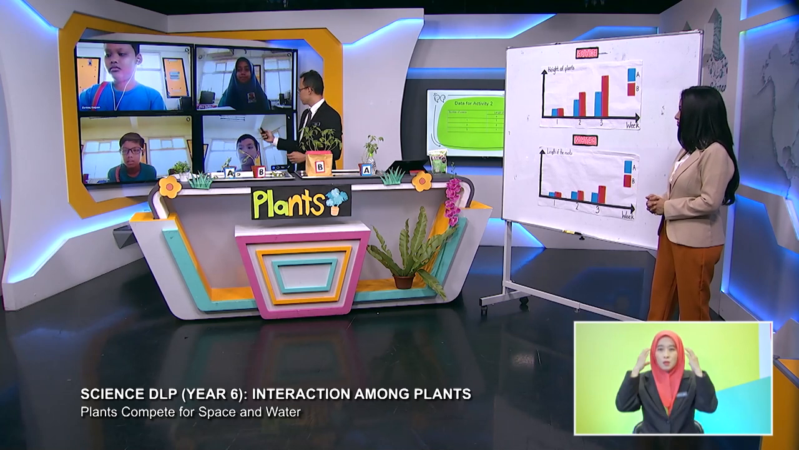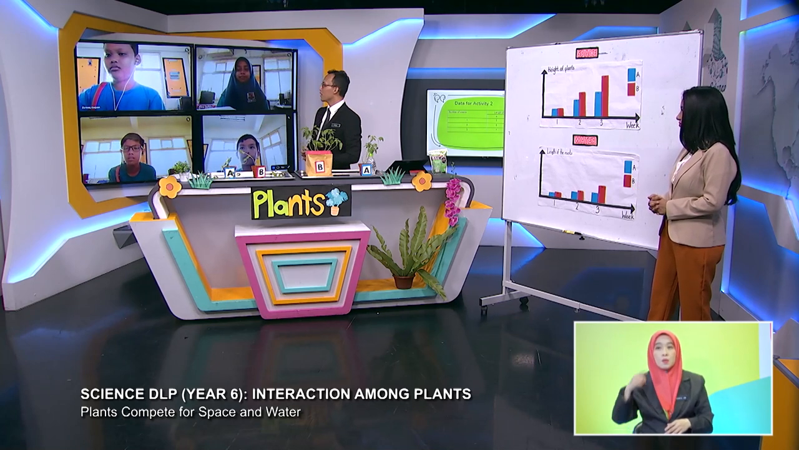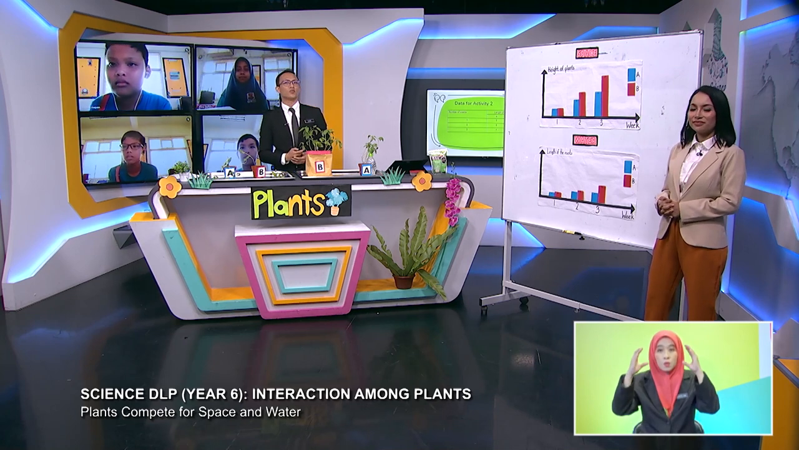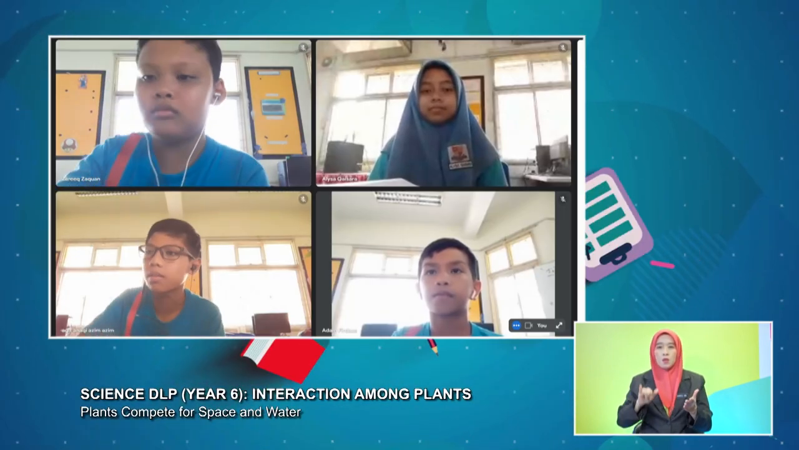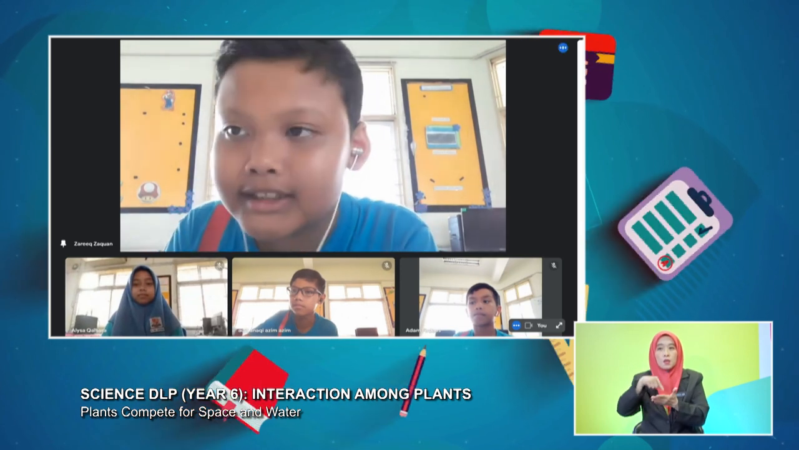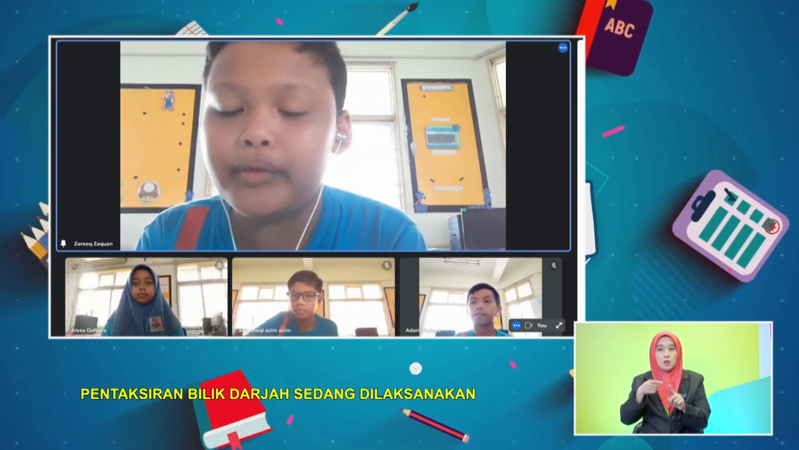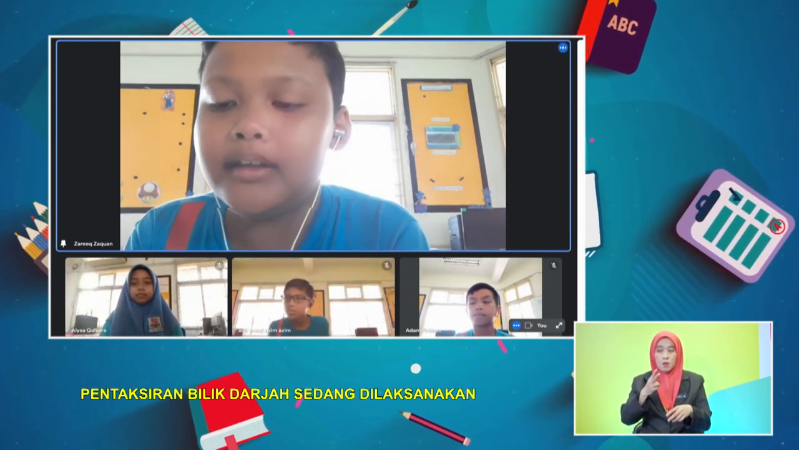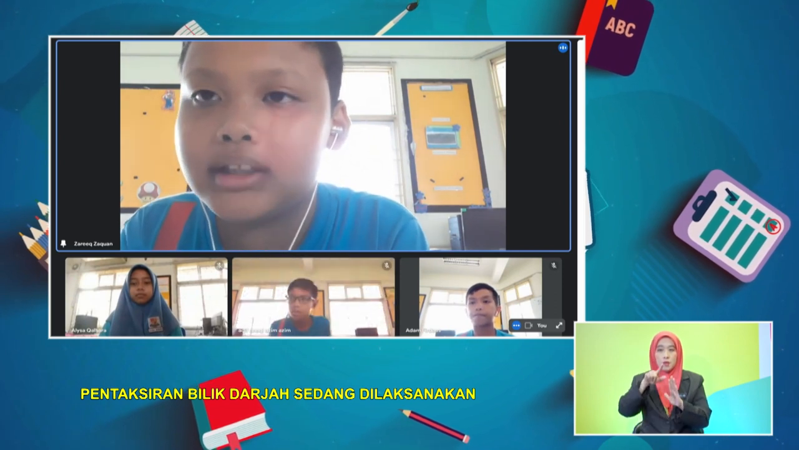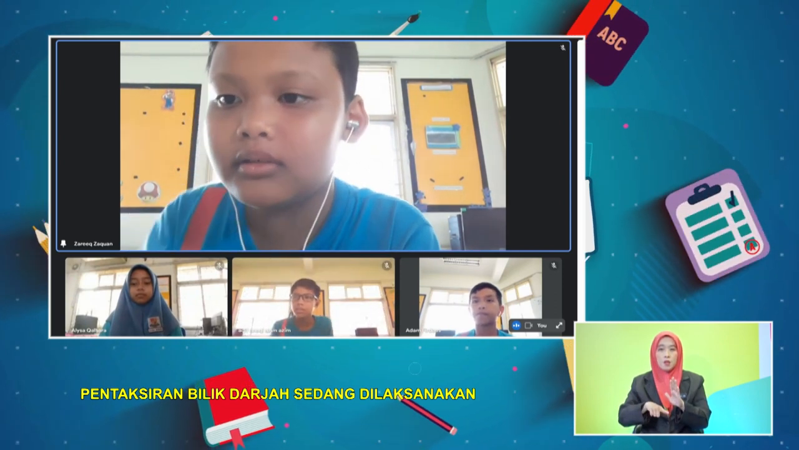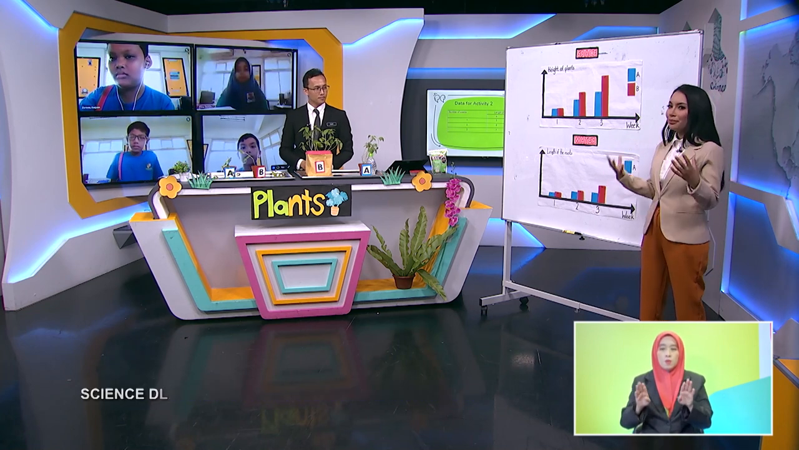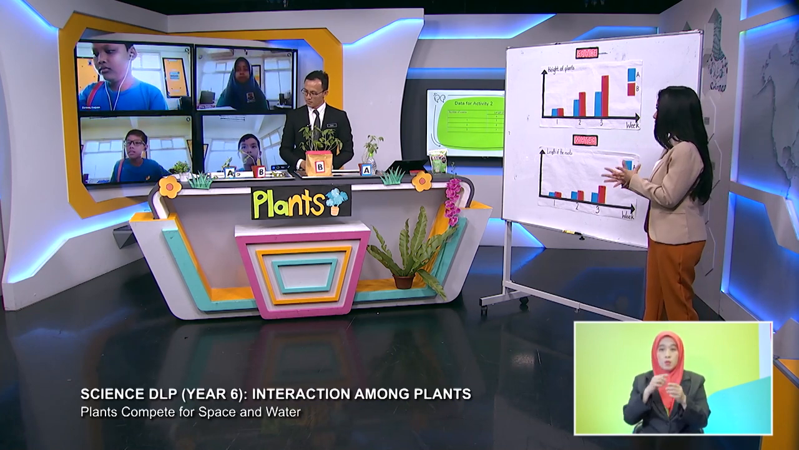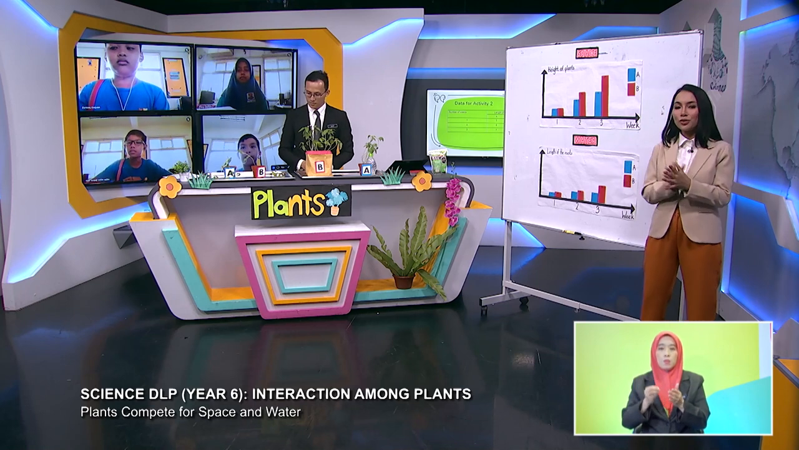So, students, Zarik, can you help me to conclude what's our finding today? From this experiment, we can conclude that plants compete for water. That is correct. All right, so that's about it for this segment where we focus on competition among plants, which is also an interaction involving space and also water, pupils.